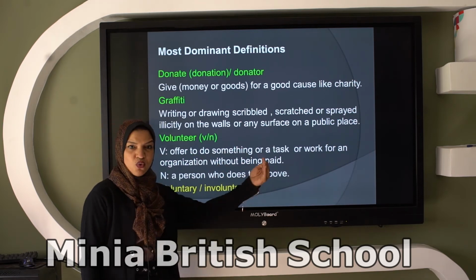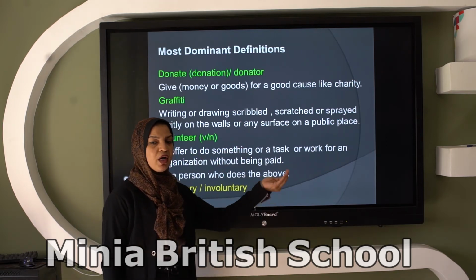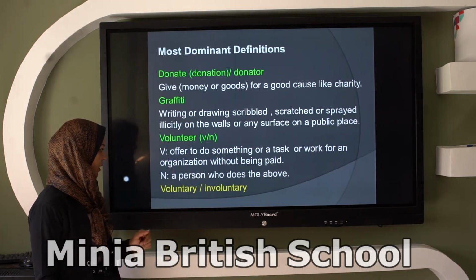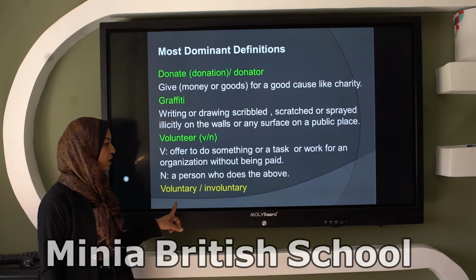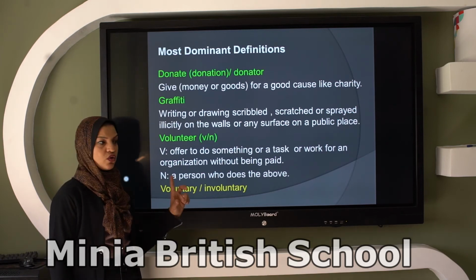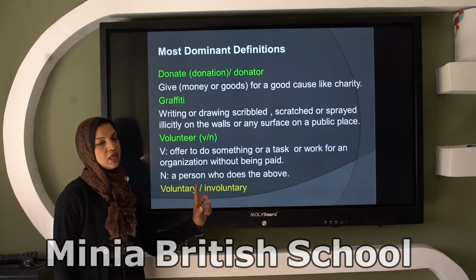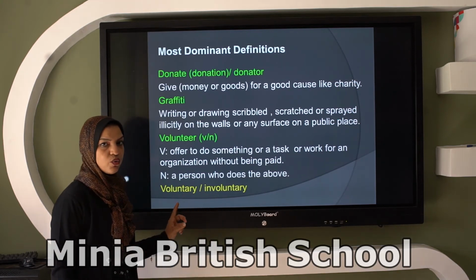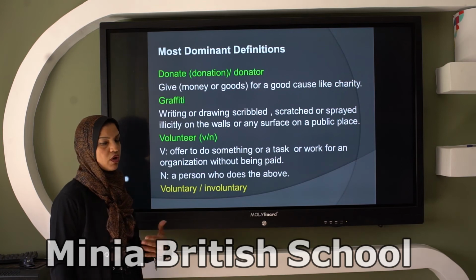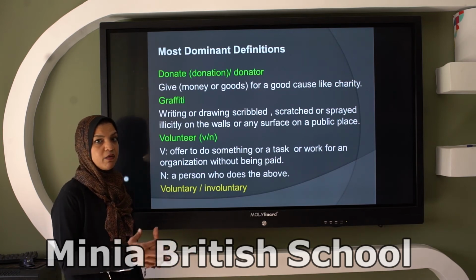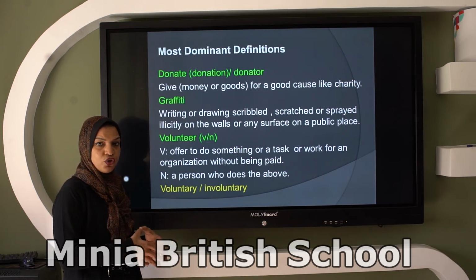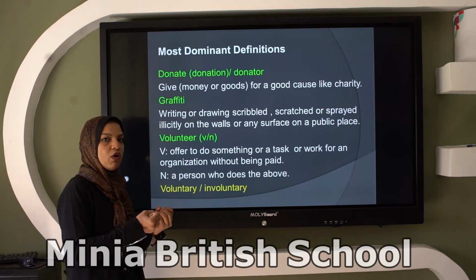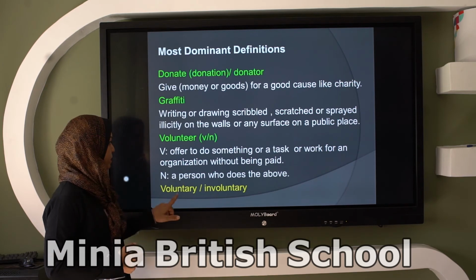Doing something, or a task, or even work for an organization or a group of people without being paid. Now, voluntary or involuntary, these are the noun and the antonym of that noun. So when you say something voluntary, both are correct, it means the work that you do without being paid, which is العمل التطوعي نفسه. That's what I mean.